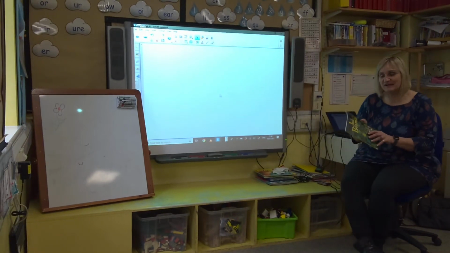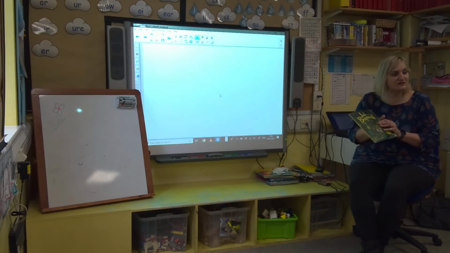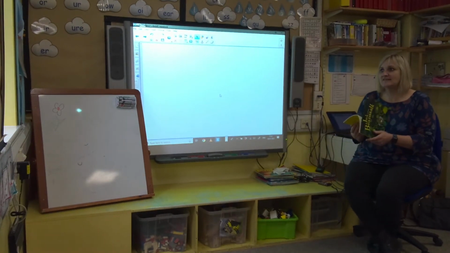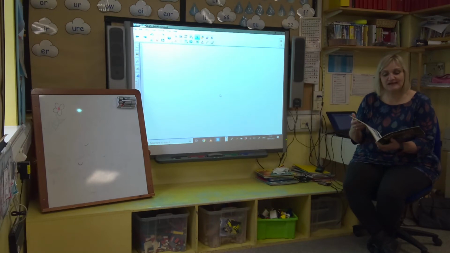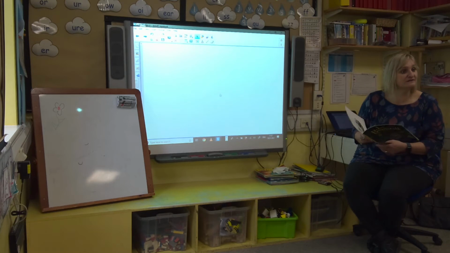We've just listened to the Jack and the Beanstalk story. We're going to do ourselves a story map today, a bit similar to what we did last week with Little Red Riding Hood. So let's have a think about what happens in our story. The first bit of our story, can you remember what happens?